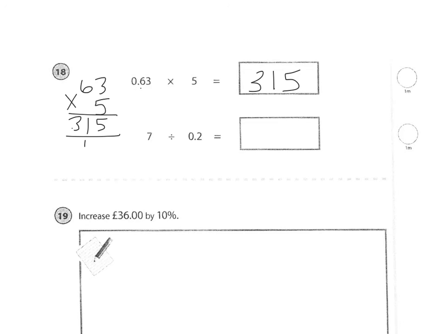Now, where is the decimal point going to go? Well, my 0.63 has 2 digits after the decimal point, which means my decimal point has got to go in 2 digits from the start of the number, giving us 3.15 as an answer.